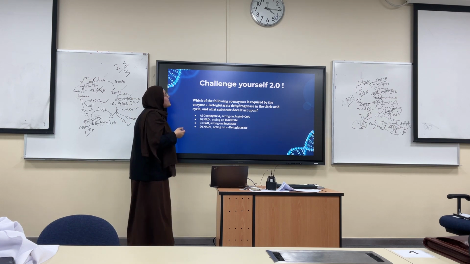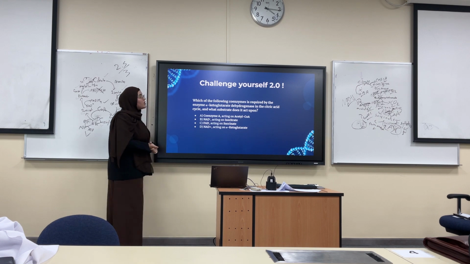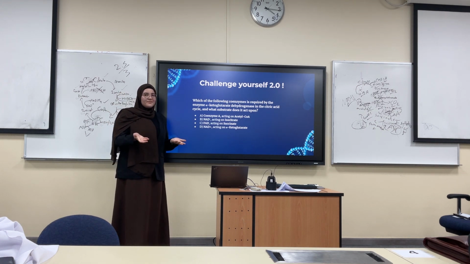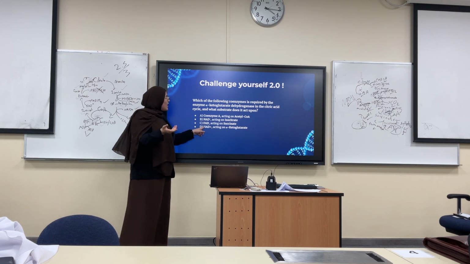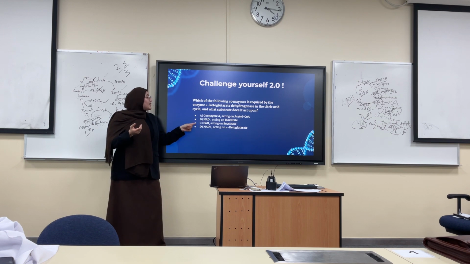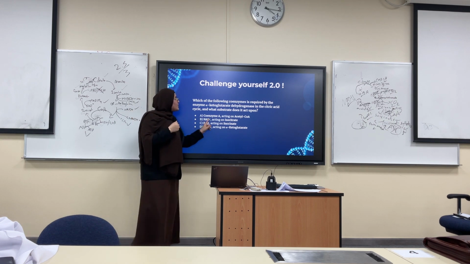Which of the following coenzymes is required by the enzyme alpha-ketoglutarate dehydrogenase in the citric acid cycle, and which substrate does it act upon? D. Exactly. It acts on alpha-ketoglutarate and it uses NAD+. Now there's not another answer, but what other coenzyme does it use? We said it at the beginning. TPP, yes. TPP is also used in this reaction.